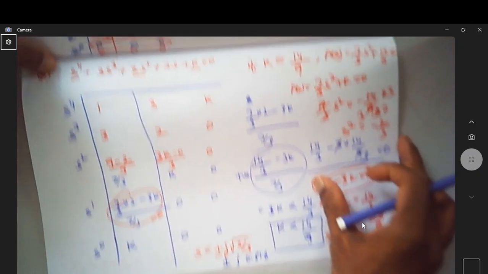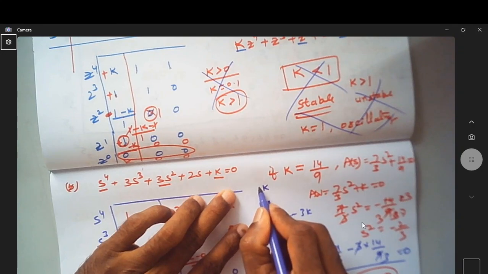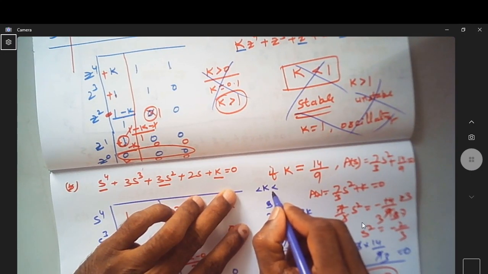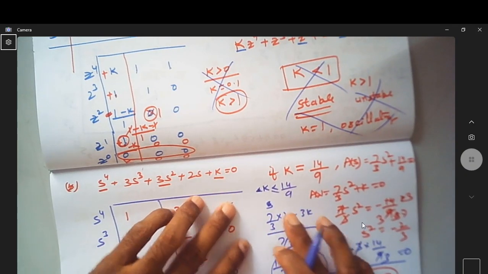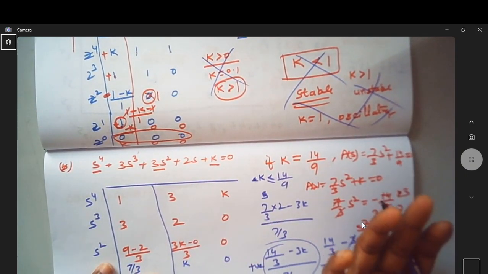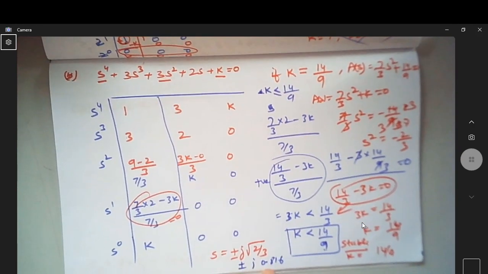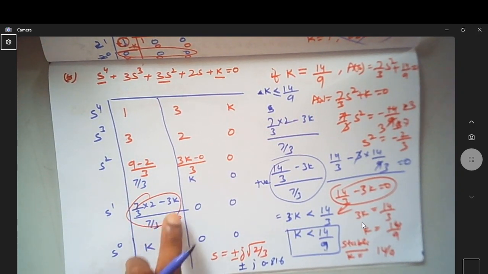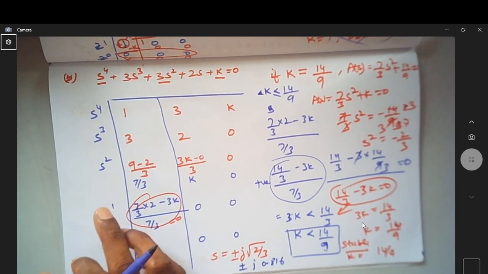So you have the value of k should be less than 14 by 9. If it is less than 14 by 9, the system is stable. If it is more than 14 by 9, then the system is unstable. If it is equal to 14 by 9, then it is oscillatory, at a frequency of this. So it takes identifying when the element of the first column becomes negative or positive. Then you just play around that.